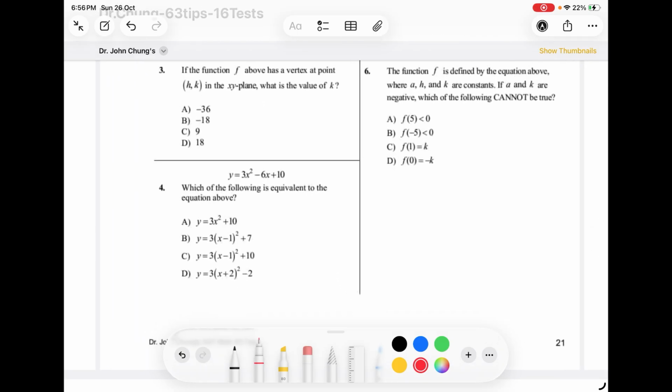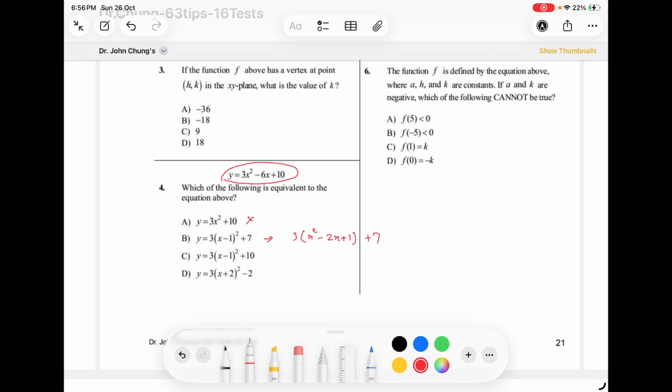Okay, let us go further. For question number 4, which of the following is equivalent to the equation above? Now in this one, if I expand this, I'll get thrice of x square minus 2x plus 1 plus 7. Here 3 plus 7 is 10. So this is one possible thing, because x square minus 6x plus 3 plus 7. The next one will give me 3 plus 10 is 13, not possible.